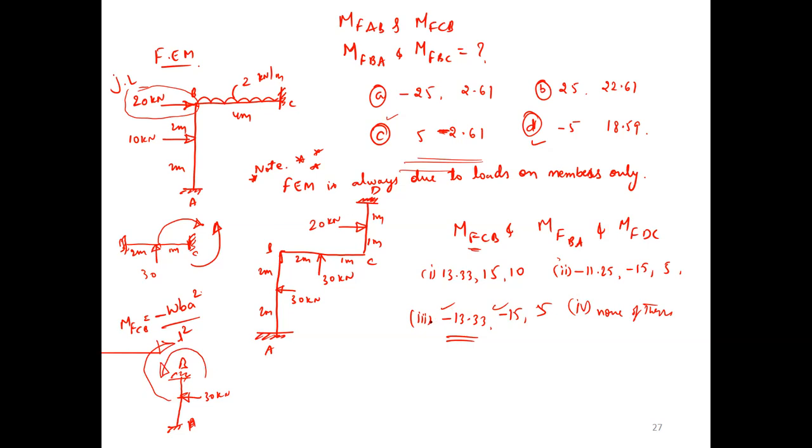Any doubts? WL by 8. MFBA equals minus WL by 8. So you're getting minus 15. Please check. Please check.